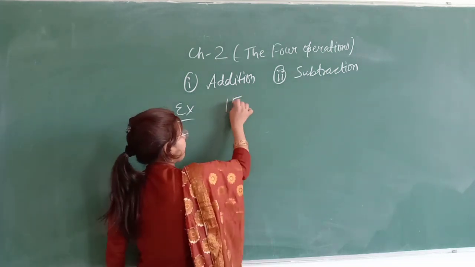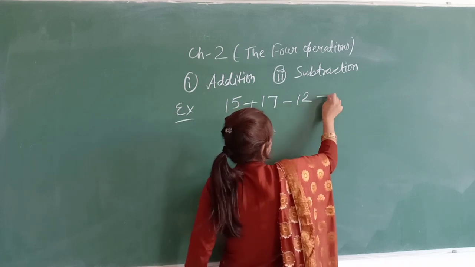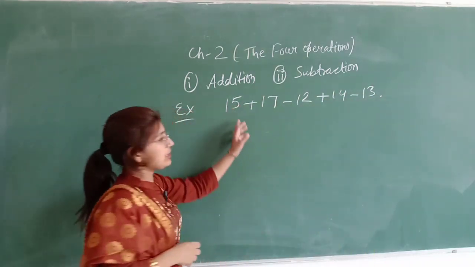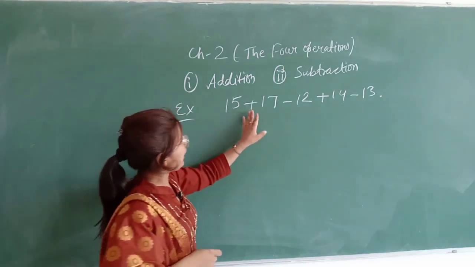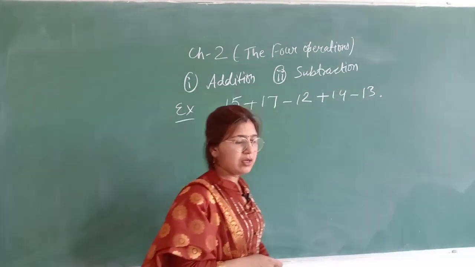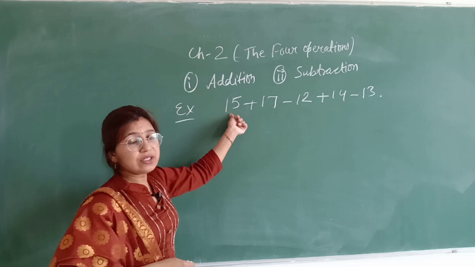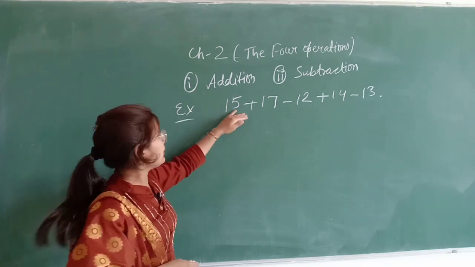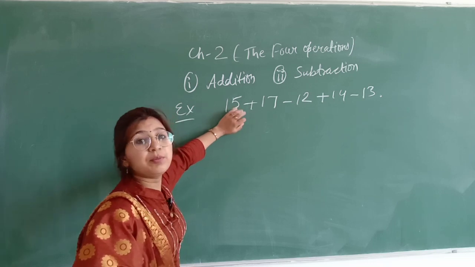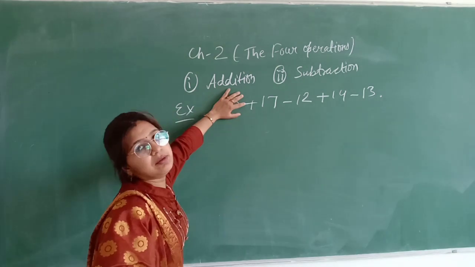See, here is an example. You have to add 15 and 7, then subtract 12, plus 14, minus 13, like this. This question is given to you. In this question you have two operations, addition and subtraction. Okay, students, one more thing. See this 15, it doesn't have any sign. The number which doesn't have any sign means that the number contains a positive sign. It means that 15 has a plus sign.